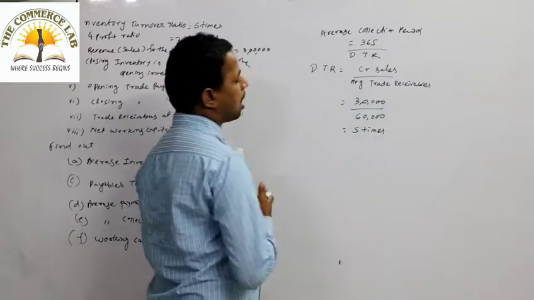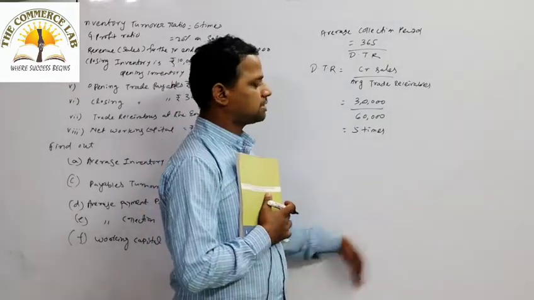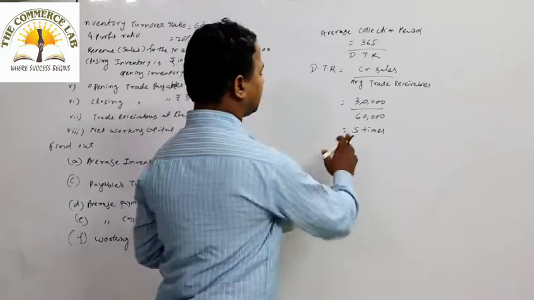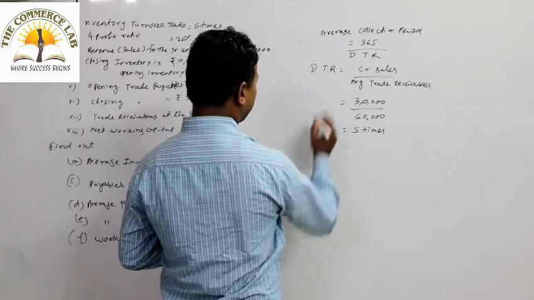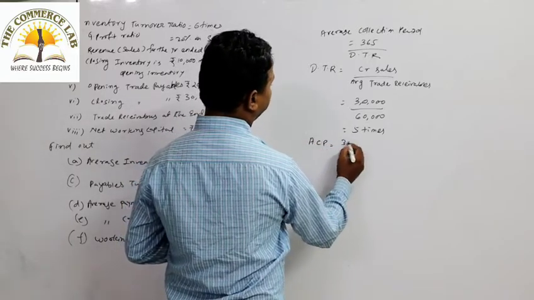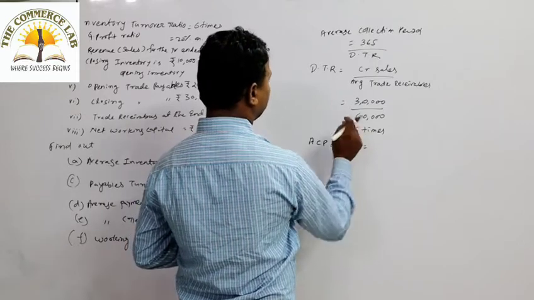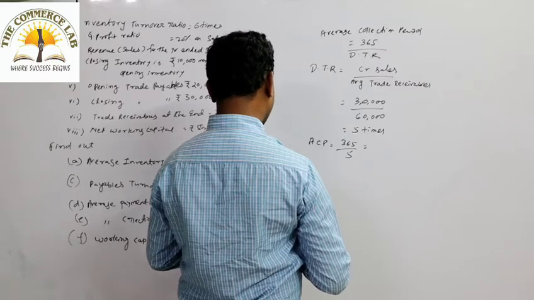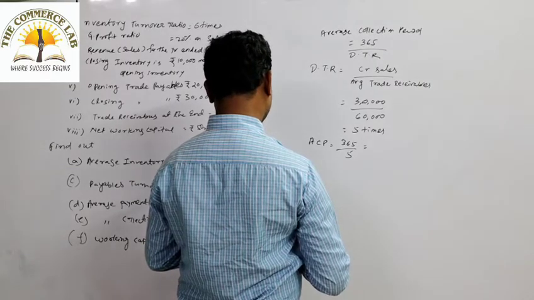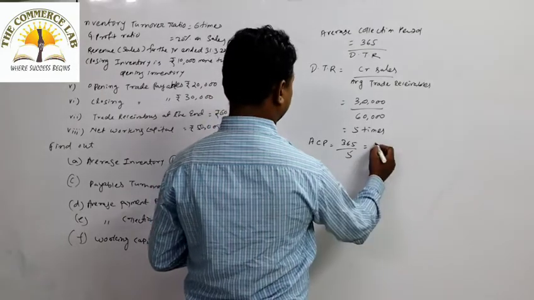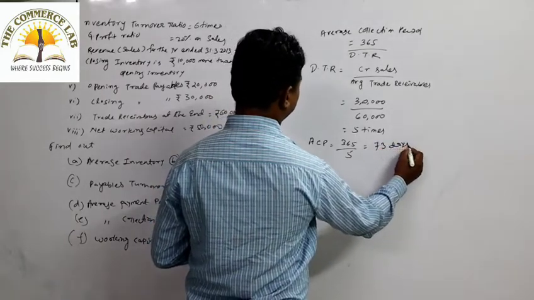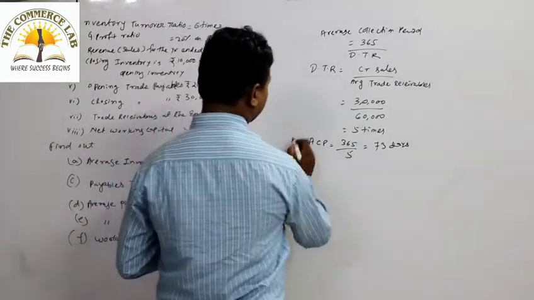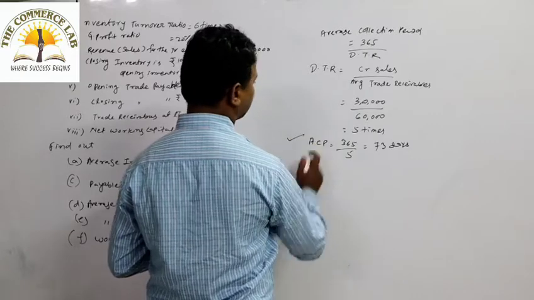What does this mean? How many times in a particular year the debtors are being turned over? There is around 5 times. So your average collection period equals number of days in a year divided by debtor turnover ratio, which we just calculated. After calculating, it comes to 73 days. Every 73 days we are able to collect from our customers. So that is the average we are collecting the money from our customer, that is ACP.